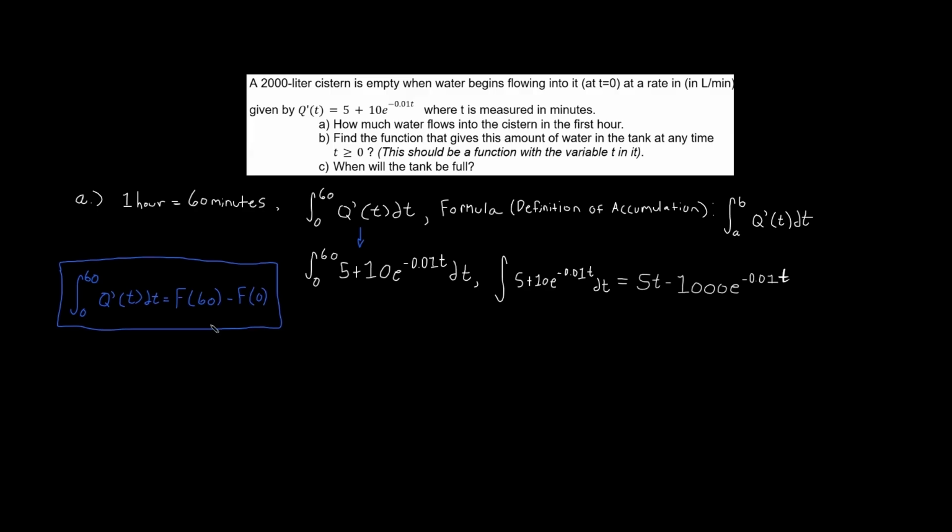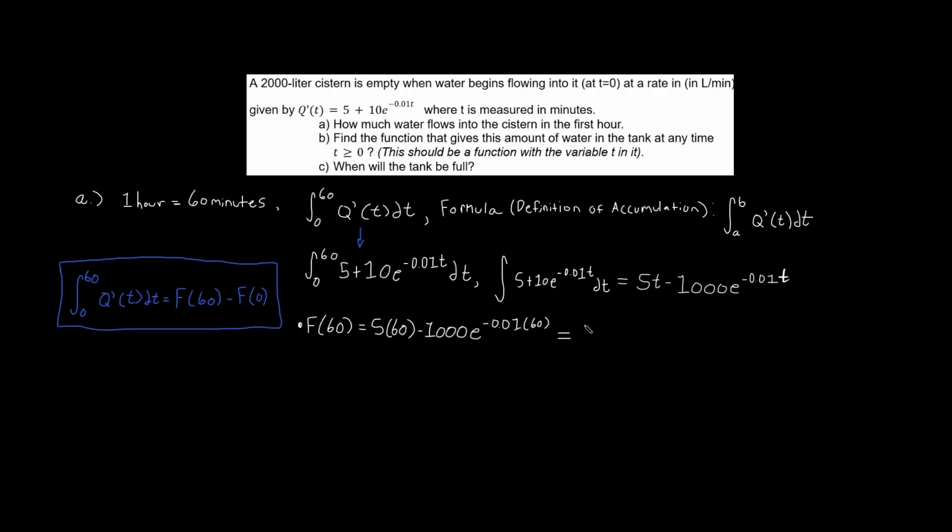Alright, so according to this written in blue, there's two parts. We need to do f of 60 and f of 0 because the lower bound is 0 and the upper bound is 60. This is a bullet point, by the way. Now all we're doing is plugging in our bounds of integration into this function, wherever t is.